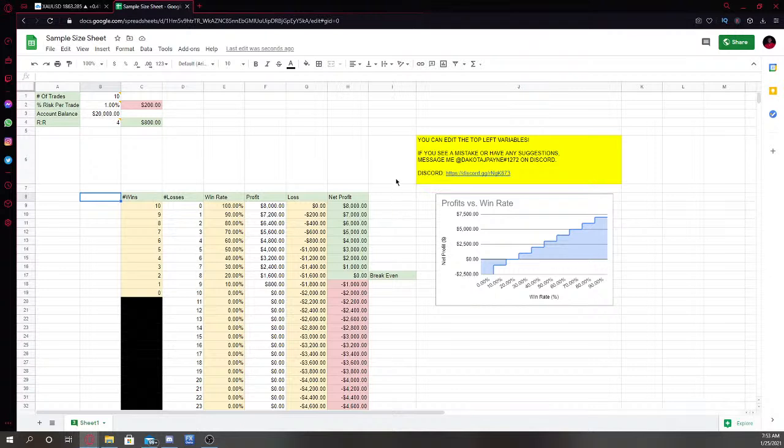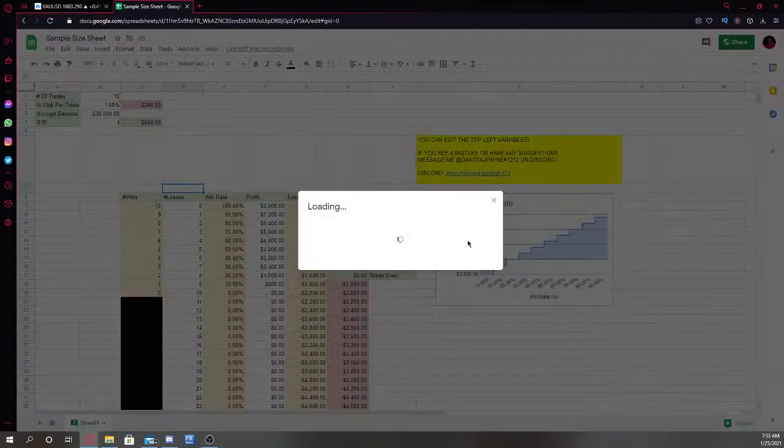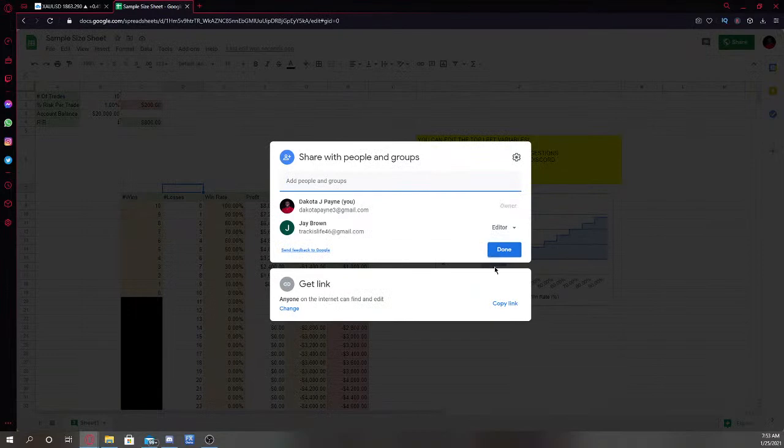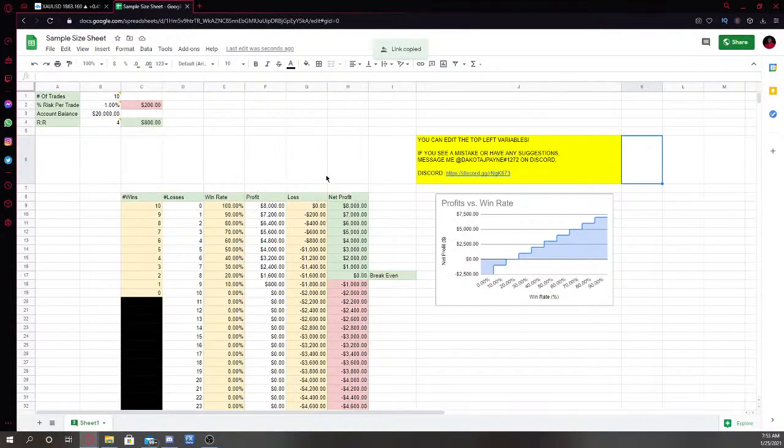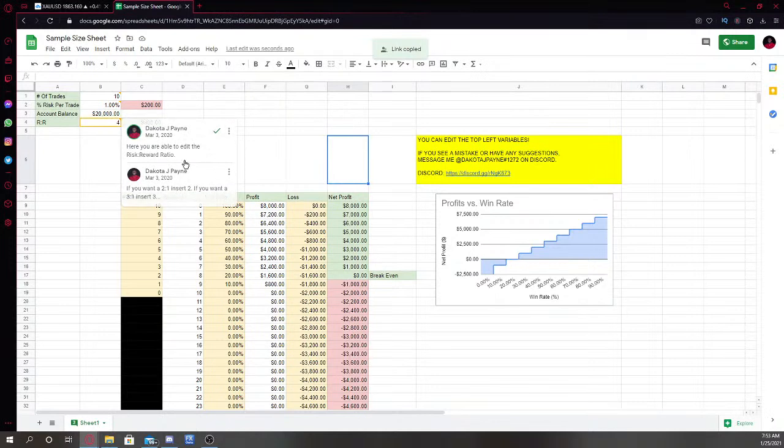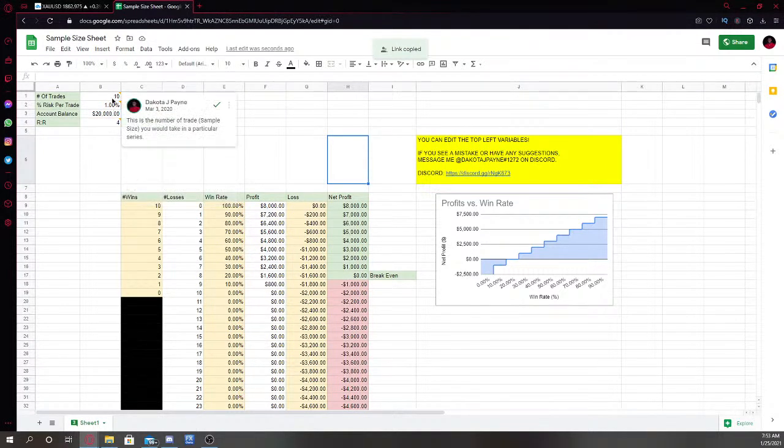Okay, so this sheet is public. I have it in my Discord channel, and I'll go ahead and post it in the description on this video as well. Anyone can look at this, anyone can edit it. I believe there is a problem. If two people come on this at the same time, they're gonna be trying to change the numbers at the same time.